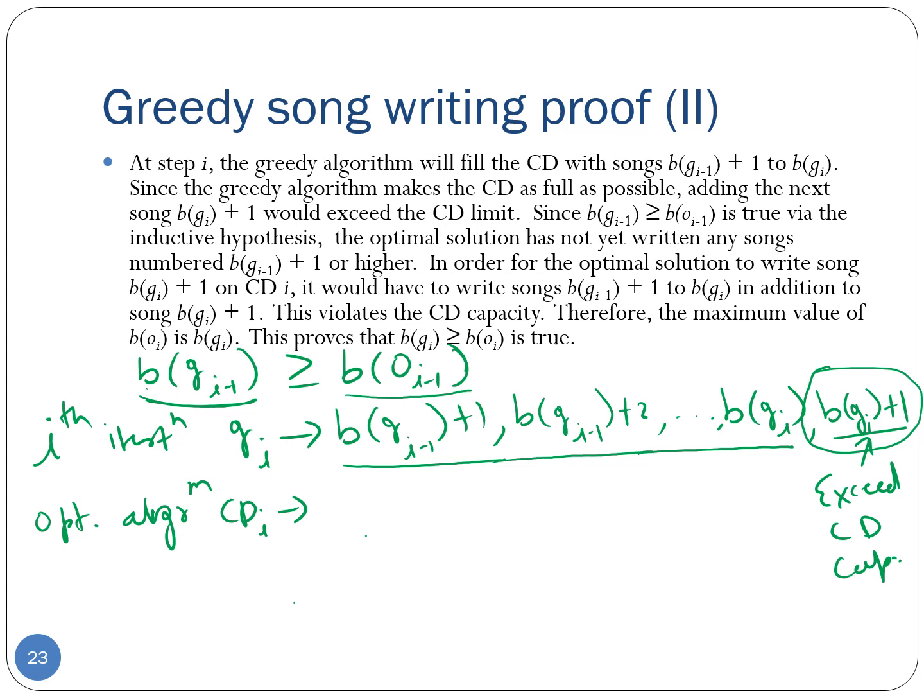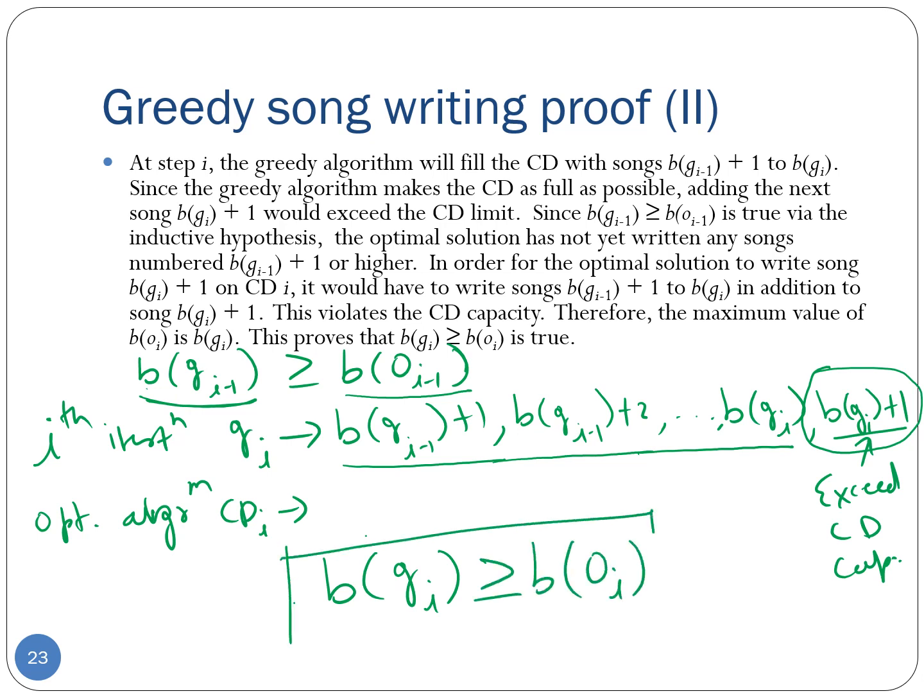Now from this previous discussion we know that it is not possible to write all of these songs on the ith CD because it will otherwise exceed the capacity of the CD. So this basically proves that even for the ith iteration, B of G_i, the highest song number that is written by the greedy algorithm on the ith CD, is going to be greater than or equal to the highest song number that is written by the optimal algorithm on the ith CD. So this basically proves our hypothesis.